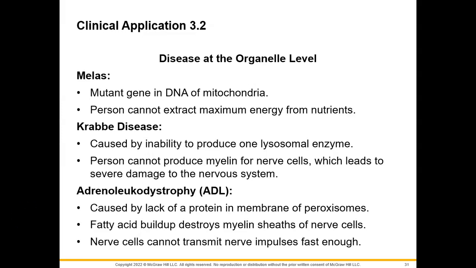Adrenoleukodystrophy, or ADL, is caused by a lack of a protein in the membrane of peroxisomes. Fatty acids build up, destroying myelin sheaths and nerve cells, and the nerve cells cannot transmit nerve impulses fast enough.